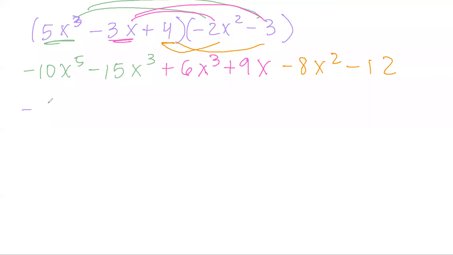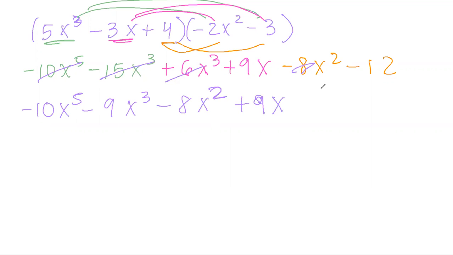So then here I have negative 10x to the fifth. Negative 15 plus 6, that is negative 9x cubed. Minus 8x squared. And then, oh, oops, I didn't write that properly. Okay. Plus 9x and then minus 12.